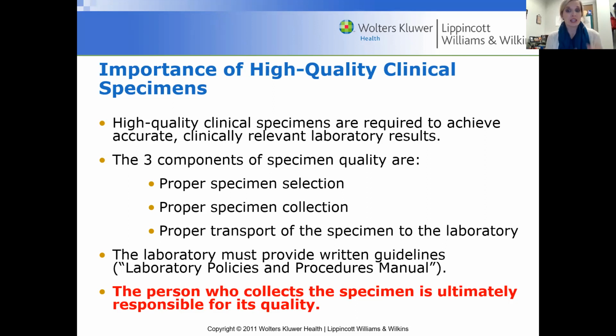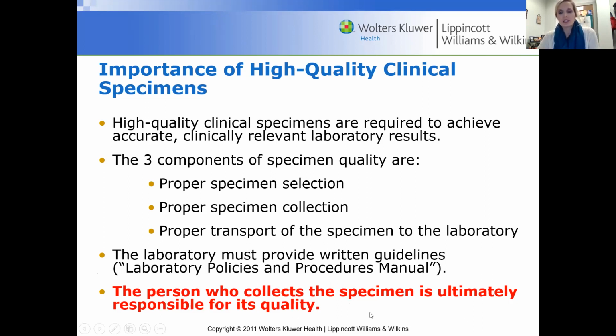And we want to make sure that we get that to the laboratory before that happens, but also that we get that to the laboratory without any contamination. So the laboratory must provide written guidelines. There's typically a laboratory policies and procedures manual that will advise nurses and staff on how to do these things to make sure that they are getting specimens of the utmost highest quality.